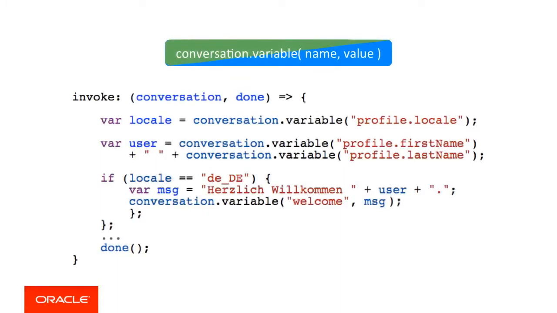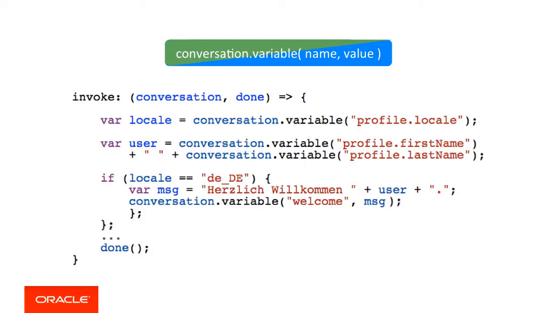You use the variable function to read from and write to context variables defined in the dialog flow. As shown in this example, you can also use the variable function to read from the user profile. And of course, you can read and write to user scope variables too. As a reminder, user scope variables are defined with a user string followed by a dot as a prefix of the variable name.